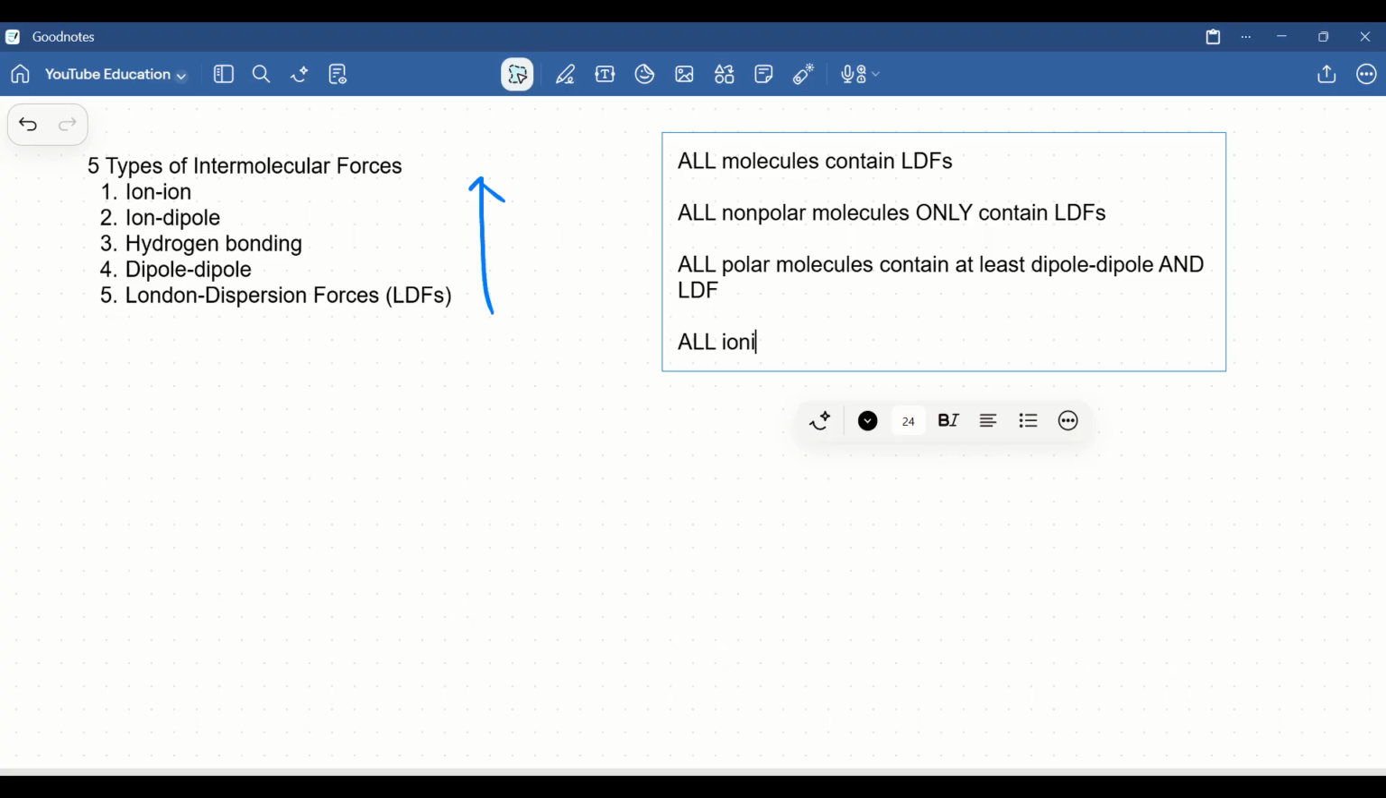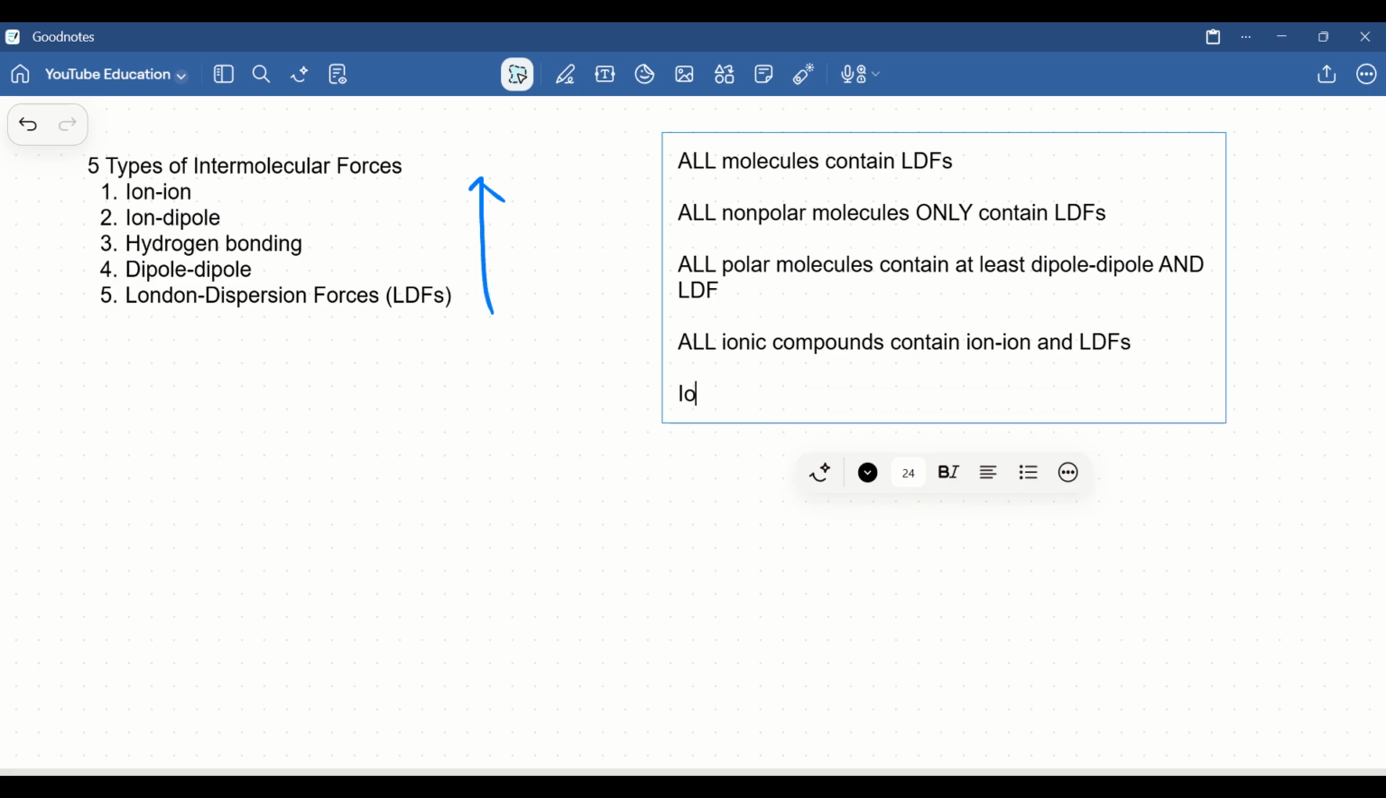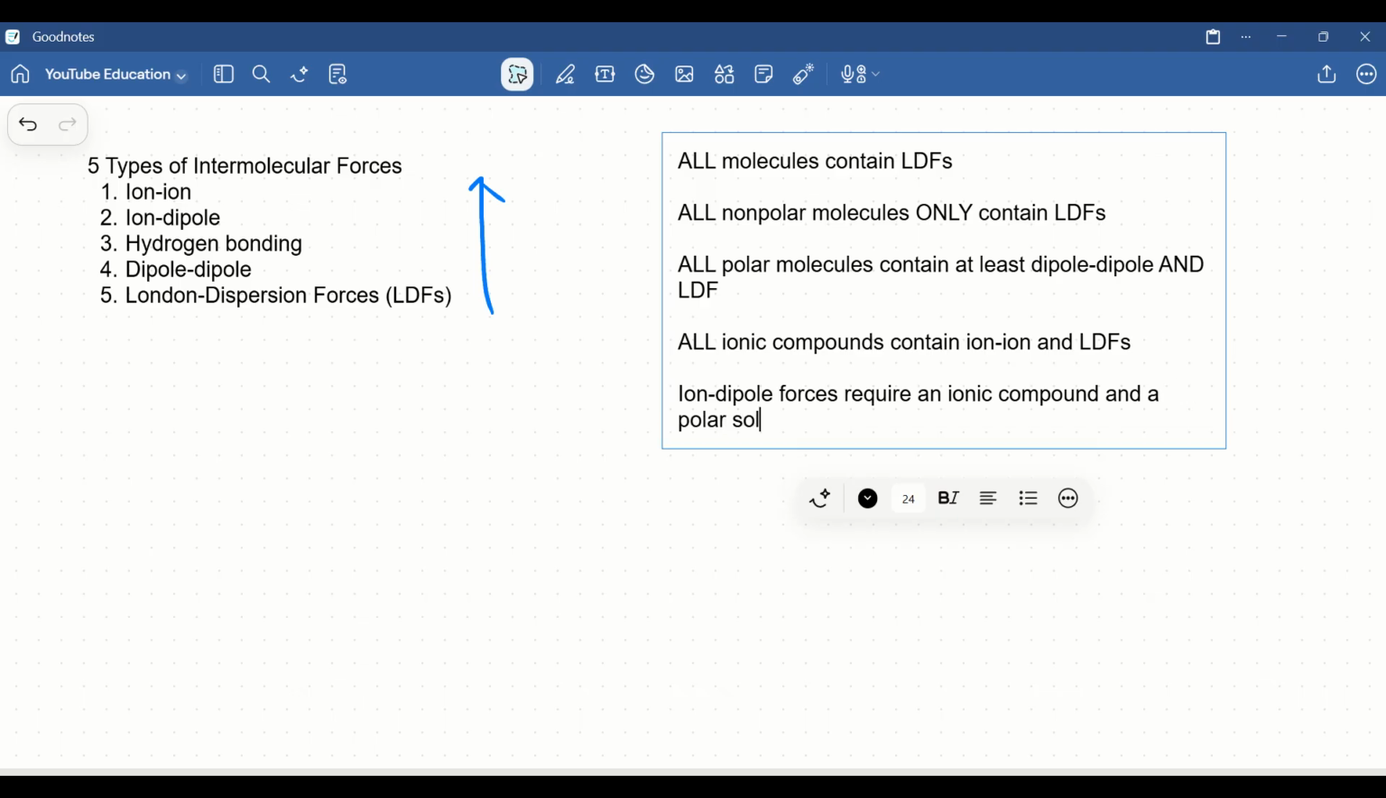All ionic compounds contain ion-ion and London dispersion forces. And finally, ion-dipole forces require an ionic compound and a polar solvent. And like we talked about, molecules may contain more than just one intermolecular force, and oftentimes they do.